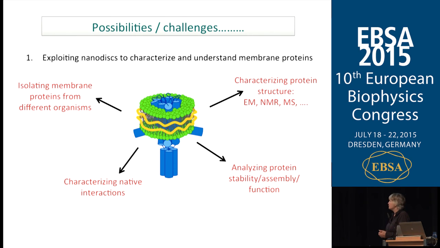Now, I'd like to end with some possibilities and challenges of the system. When you have a protein in a nanodisc, you can, of course, and many groups are now working on this, try to use it for many different proteins, many different organisms, and I think with quite some success. So I think we'll read a lot more in literature about this very soon, and papers are already coming up very fast. Of course, they are very promising also for characterizing protein structure with EM, like you may hear in the talk this afternoon, solid-state NMR, maybe mass spec. You can use them, like Jonas did, for protein stability, assembly, function, and of course, characterizing native interactions, like looking at the lipid interactions. That's one possibility.